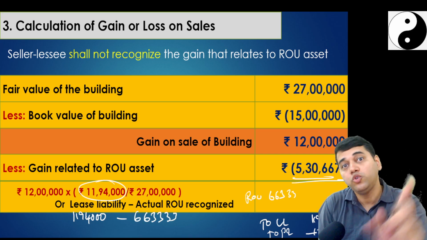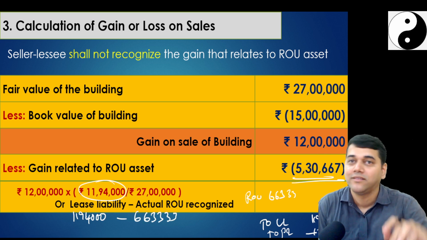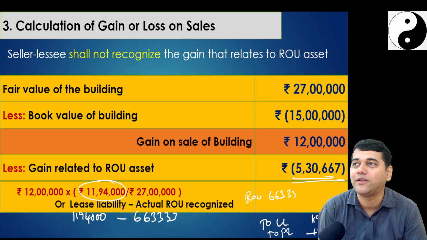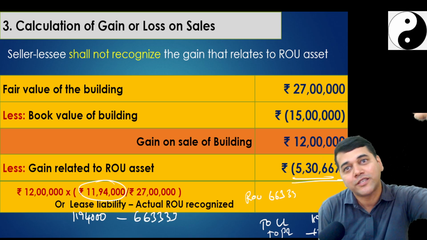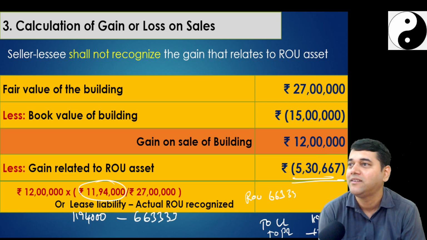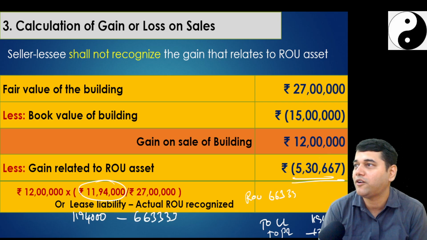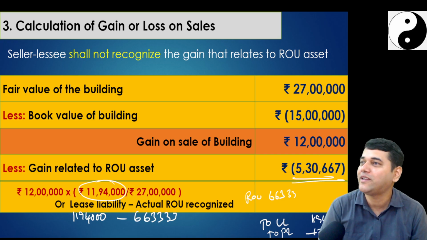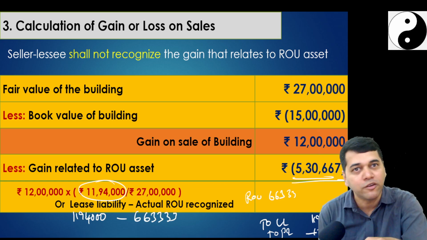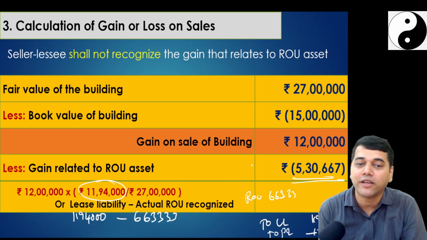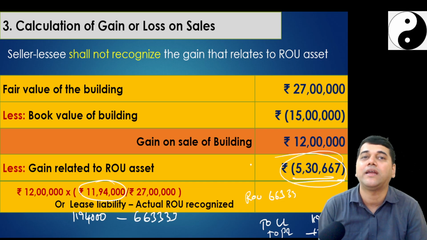Otherwise, do one thing, do a revaluation. Management says, no, sir, I don't want to do revaluation. Why? The moment you do revaluation, it will not reflect in P&L. It will straight away go to retained earnings. Then what is the advantage for me of revaluation? So I don't want to do revaluation. No, sir, I want to keep it in cost model only. Then keep it in cost model, but I will not permit you to recognize that gain of full 12 lakhs.